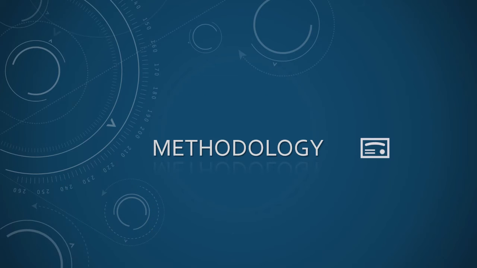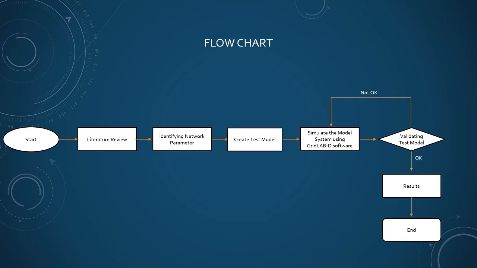So from there we'll move into the methodology for the whole project, where we show the flowchart. Basically this is the whole flowchart for my FYP2 project. After start we move into the literature review, and then we identify the network parameters, and then we create the test model before we simulate the model system using GridLabD software. After that we validate the test model.